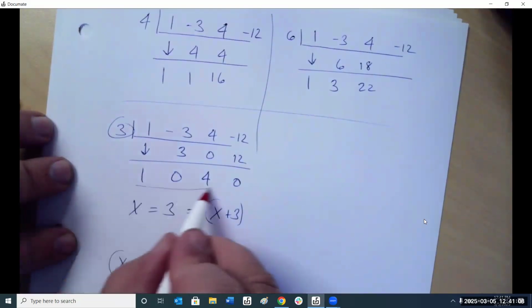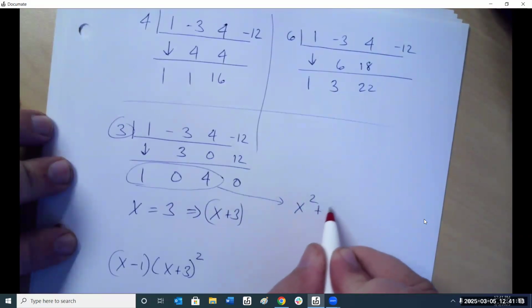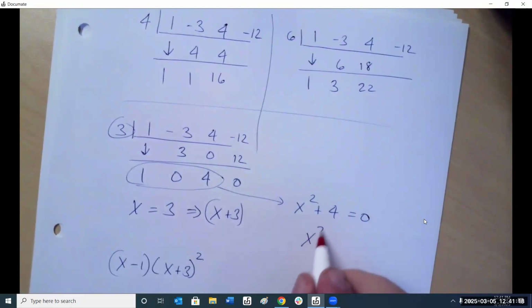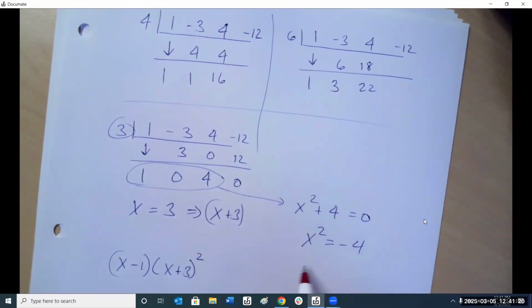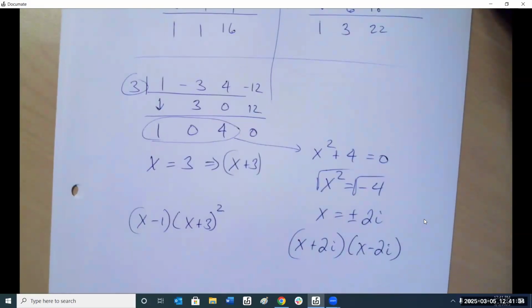Now all I gotta do is look at this equation. This equation says x squared plus 4 equals 0. x squared equals -4. x equals plus or minus 2i. So we have x plus 2i, x minus 2i. Those are my solutions. So these are my factors.